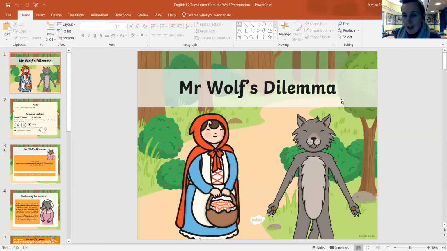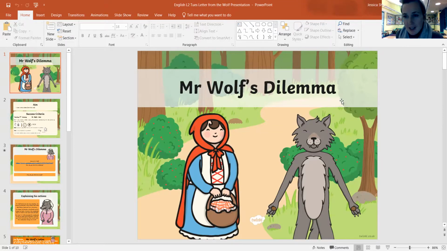We have been learning about the story of Little Red Riding Hood. The past few weeks, we've been learning about traditional tales and what they have in common, their different features. Today, we're going to be thinking about one of the characters. It's the bad character in Little Red Riding Hood. Remember that Little Red Riding Hood, just like lots of other fairy tales, has good and bad characters.